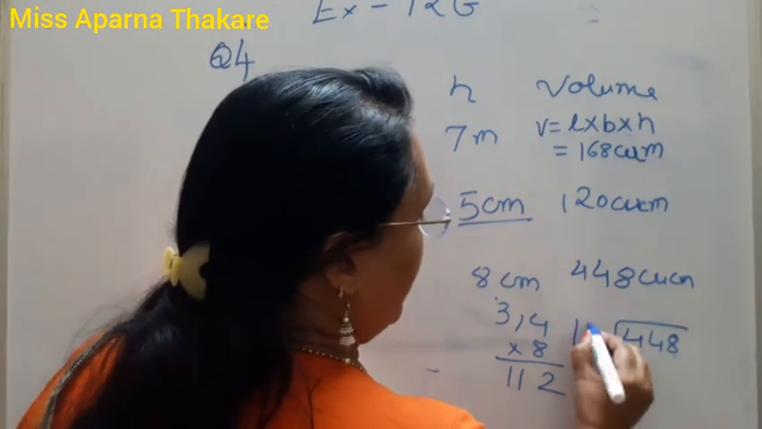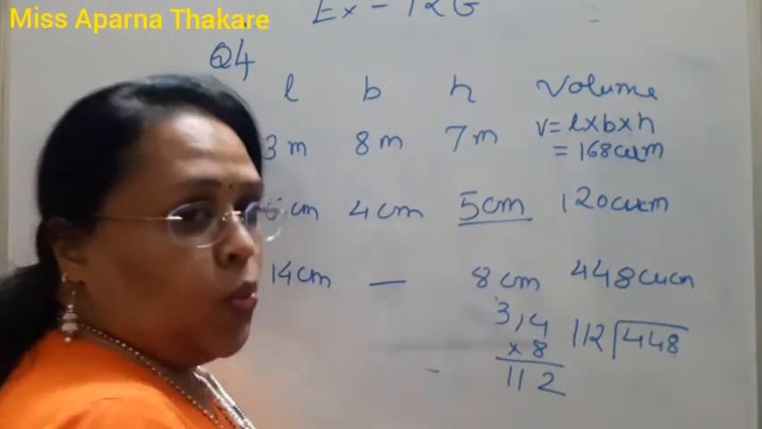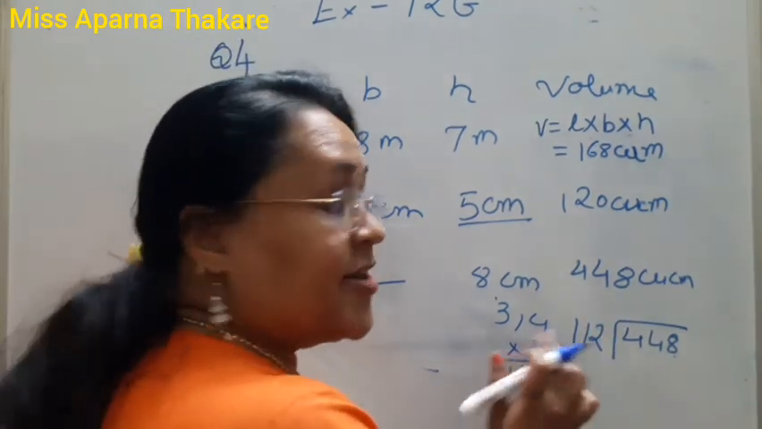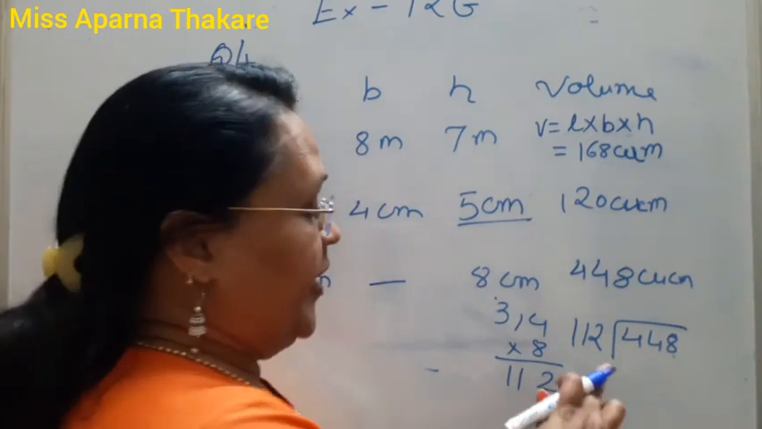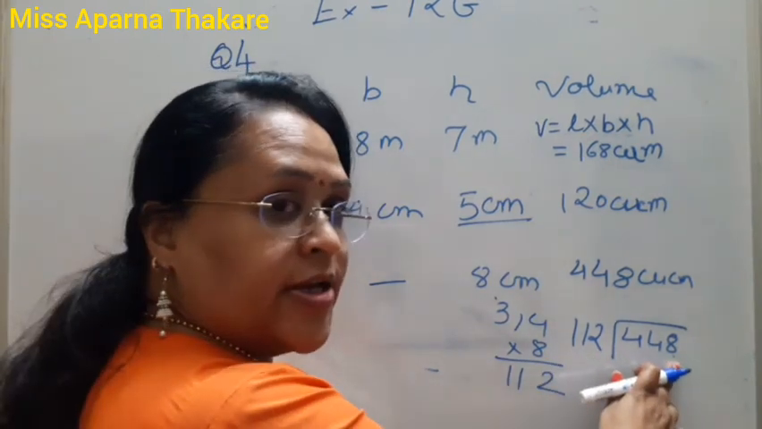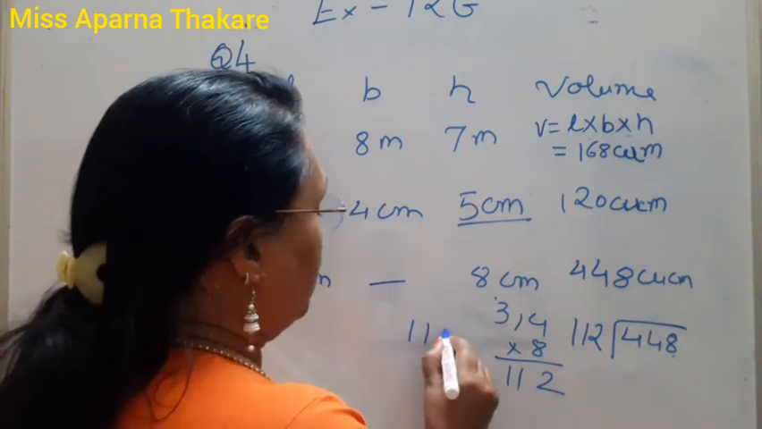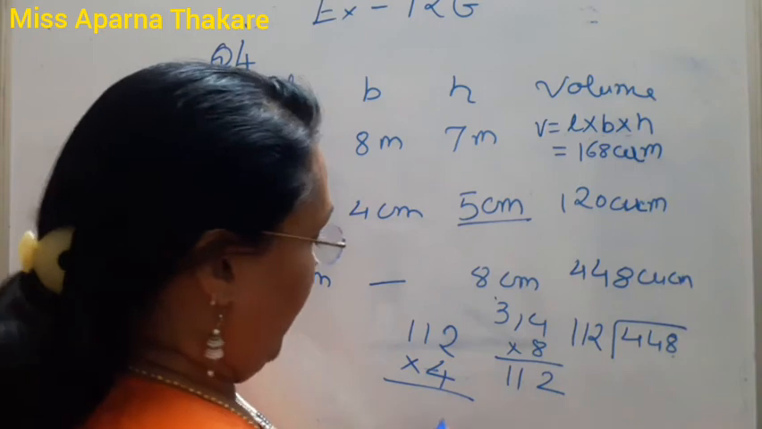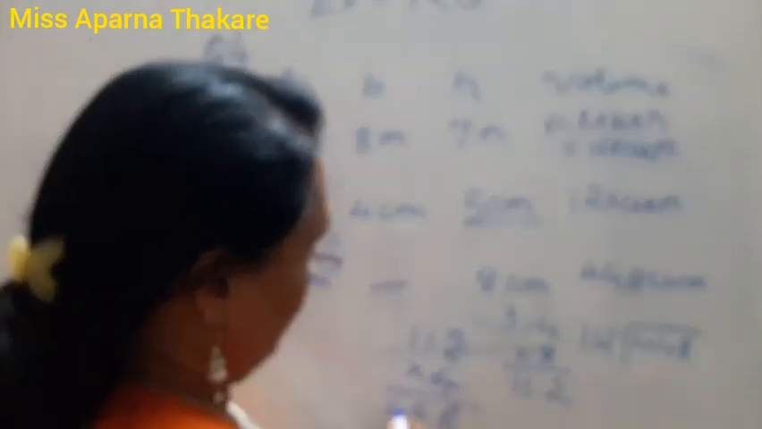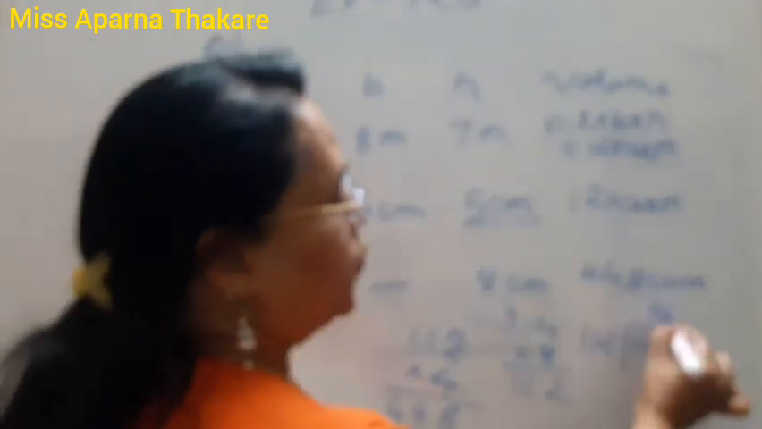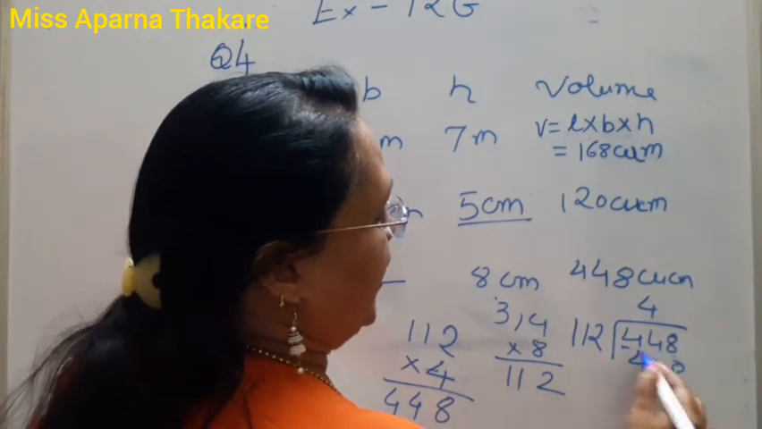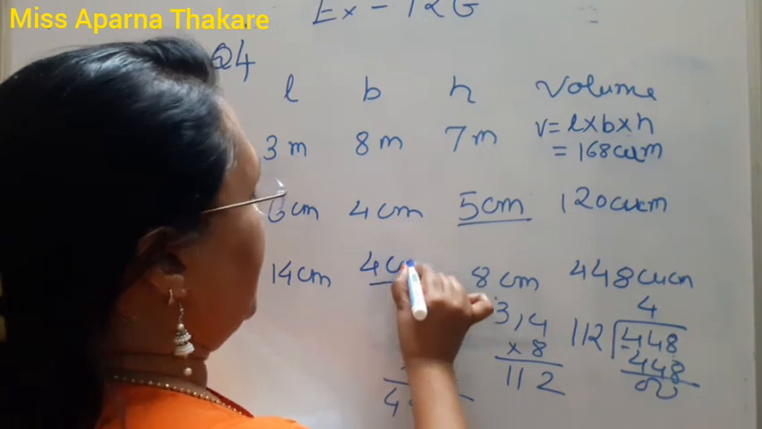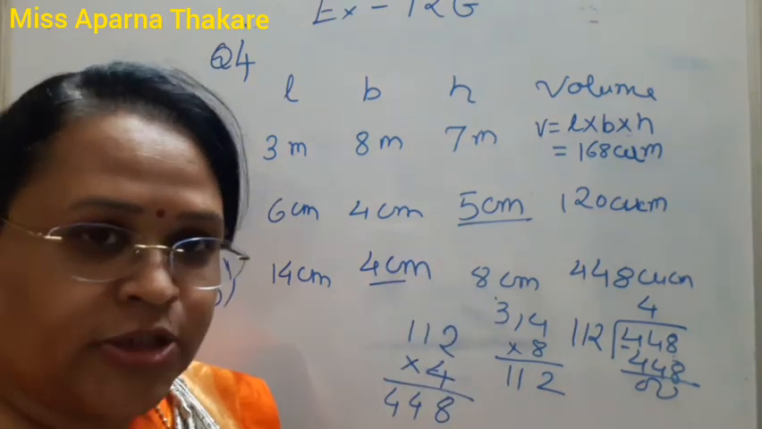448 divided by 112. Now 112, we should not know the table, but we can think of the last digit. It is 2 and the last digit is 8. So 112 multiplied by 4, because 4 twos are 8, 4 ones are 4 and 4 ones are 4. What is that? It is 448. It means it is 4 centimeter. Got it?